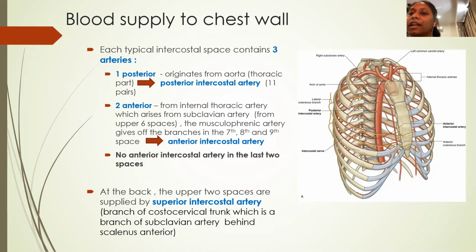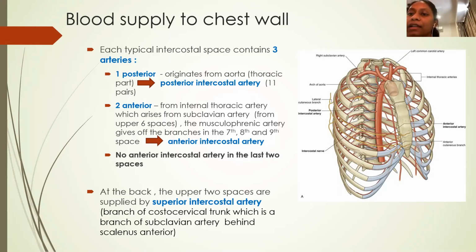And anteriorly, there are two arteries, which are the 2 anterior intercostal arteries. One comes from the internal thoracic artery, which comes from the subclavian artery for the upper 6 spaces. And then for space number 7, 8, and 9, the musculophrenic artery gives the branches. But the last 2 spaces below, there is no anterior intercostal artery. So the anterior intercostal artery is only from the upper 6 up to intercostal space number 9.